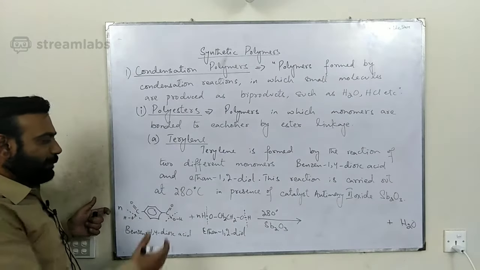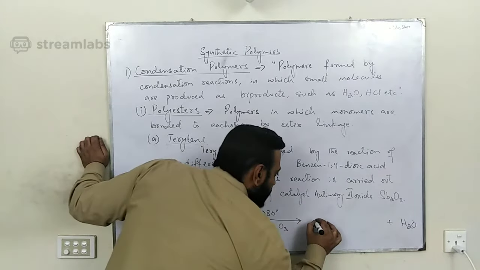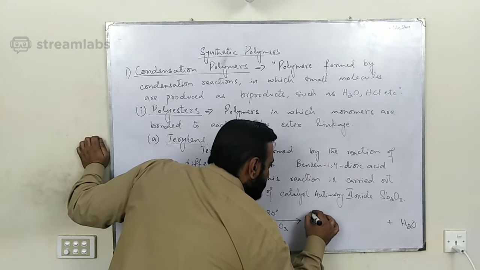Now let us see what are the remaining parts of these two molecules. The remaining part from the dioic acid is like this.